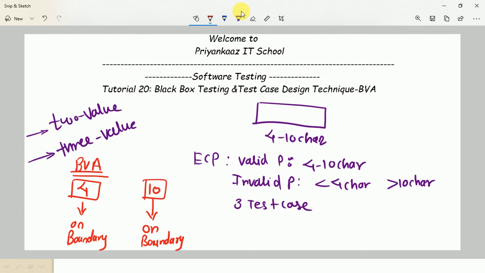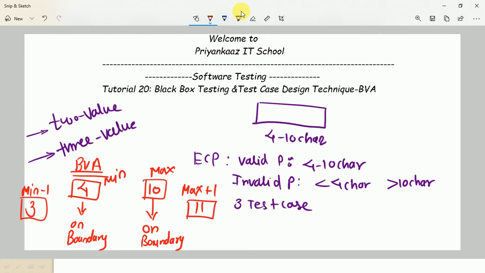And likewise, if you consider this is a min, and this is a max, then what we need to do is calculate min minus 1, and then we need to calculate max plus 1. So if you consider this is a range, 4 and 10 are on boundaries, and min minus 1, that means one test case you need to write for an invalid boundary. Another test case you need to prepare is for 11.